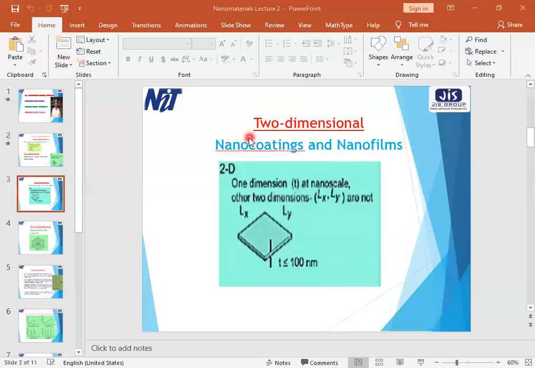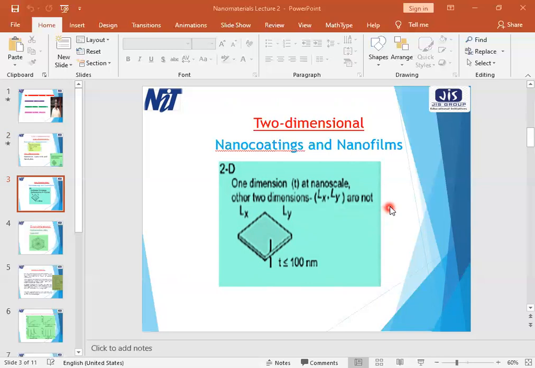Now, two-dimensional nanomaterial means two dimensions are in the bulk range and only one dimension is in the nano range. As in this figure, the dimension in the X direction exists and the dimension along the Y direction exists. That means we can see its X and Y dimensions, whereas the Z dimension is extremely small, in the nano range. That is why it is not viewed by us. This is somewhat like a very thin slice of material.